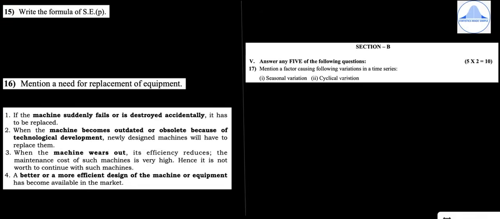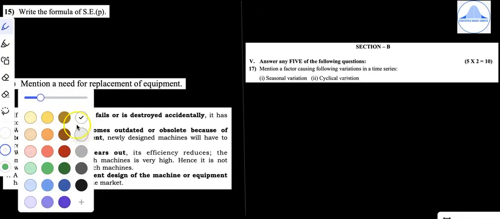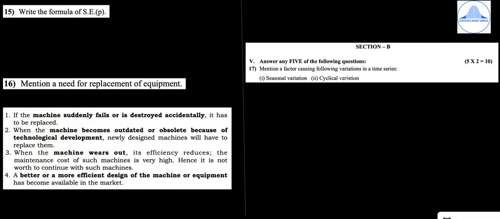The 15th question, write the formula for standard error of P. So this comes under test for single proportion. SE means standard error. So the formula is SE of small p. P stands for the sample proportion. So this is root of PQ divided by n. Put a comma and write Q is equal to 1 minus P.